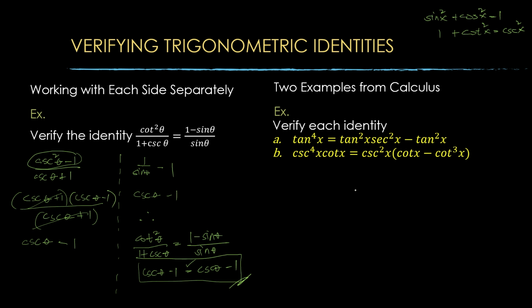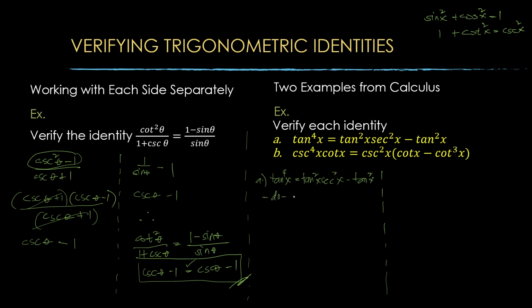Sige. And for the last problem, we are given two examples from calculus. We're not finding the differential in here. We're just using the idea of trigonometry, which is a necessity in your calculus. So let's start with letter A. It says there that the tangent of x raised to the fourth power is equal to tangent of x squared secant of x squared minus the tangent of x squared.